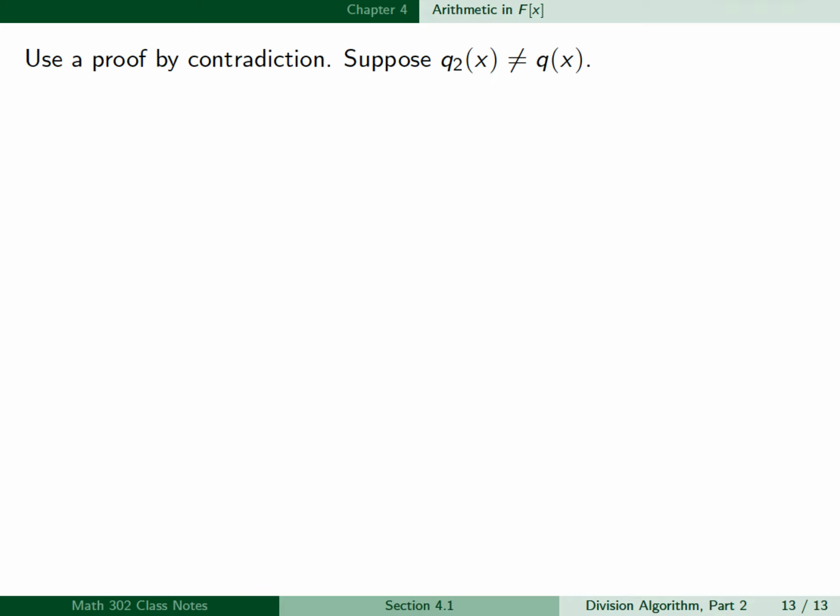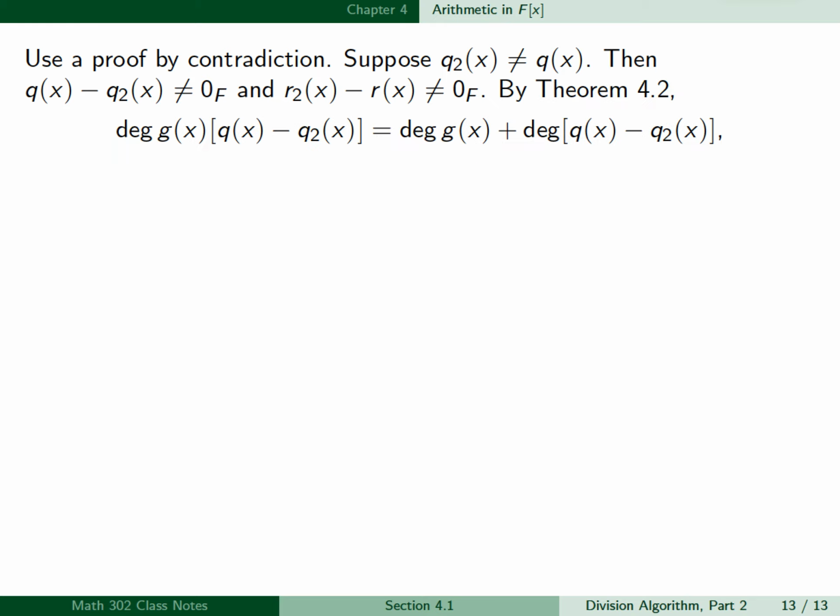So let's suppose that q2 of x is not equal to q of x. Then q of x minus q2 of x is not equal to 0, and r2 of x minus r of x is not equal to 0. And by theorem 4.2, the degree of g of x times the quantity q of x minus q2 of x will be equal to the degree of g of x plus the degree of q of x minus q2 of x, which implies that the degree of g of x times q of x minus q2 of x is greater than or equal to the degree of g of x.